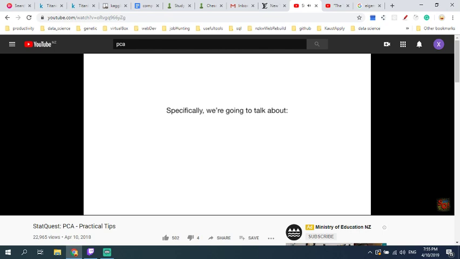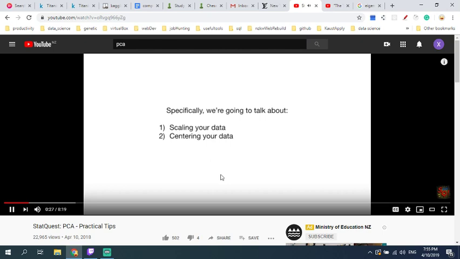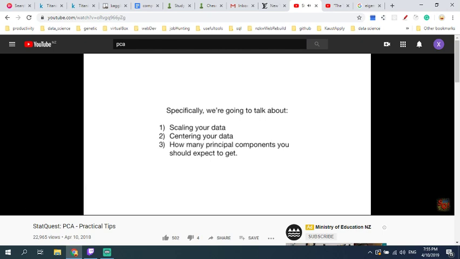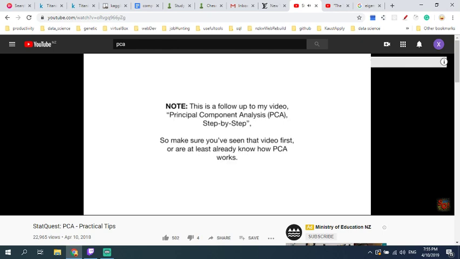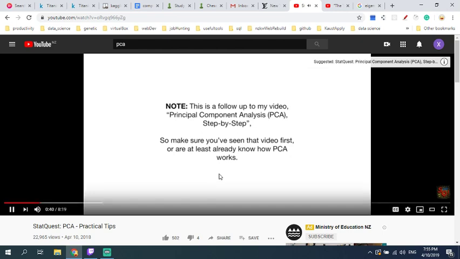Specifically, we're going to talk about 1. Scaling your data, 2. Centering your data, and 3. How many principal components you should expect to get. Note, this is a follow-up to my video, Principal Component Analysis, PCA, Step by Step. So make sure you've seen that video first, or at least already know how PCA works.